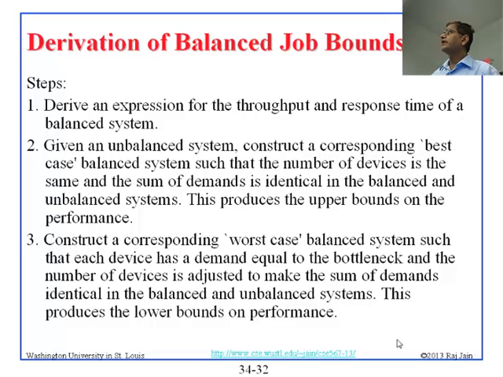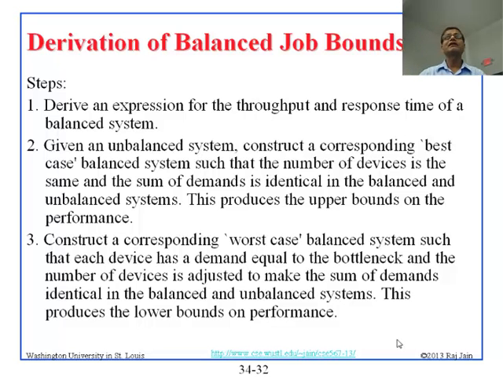First, you derive the throughput and the response time of a balanced system. How? Given an unbalanced system, construct a corresponding best balanced system such that the number of devices is the same, total demand is the same, and this will produce the upper bound.